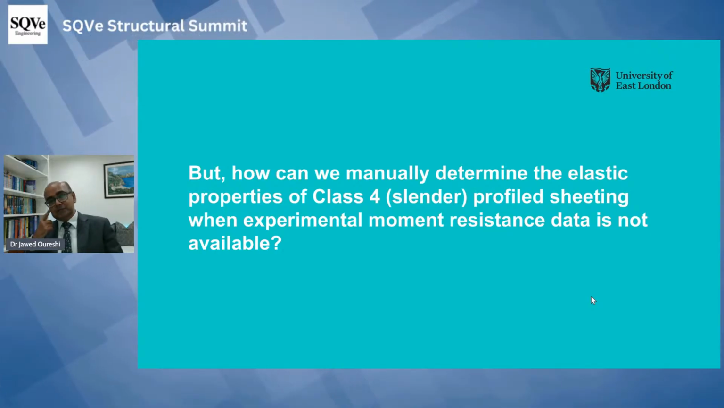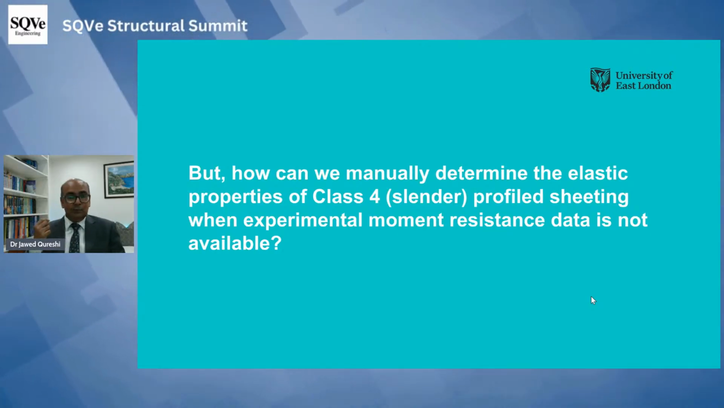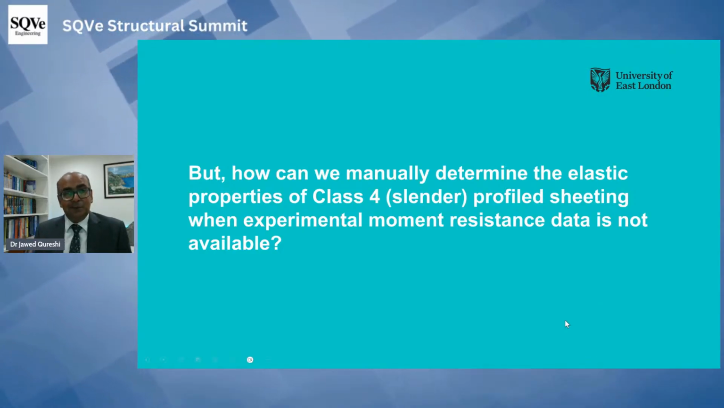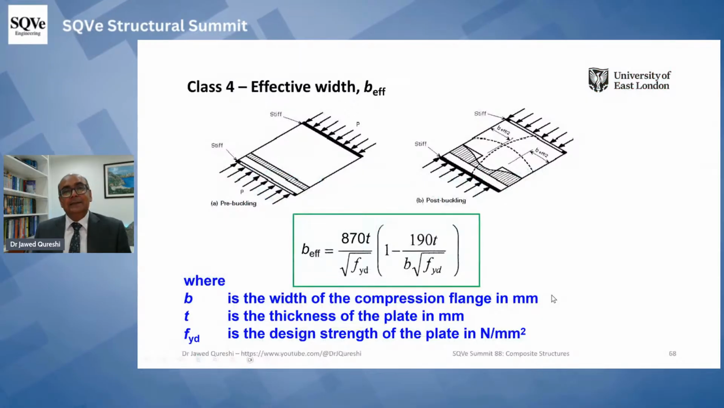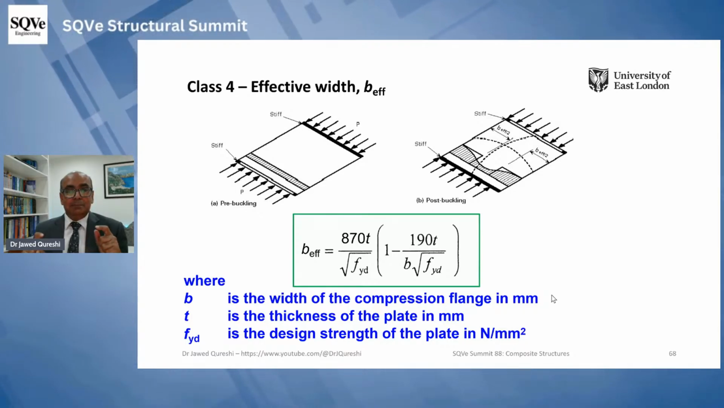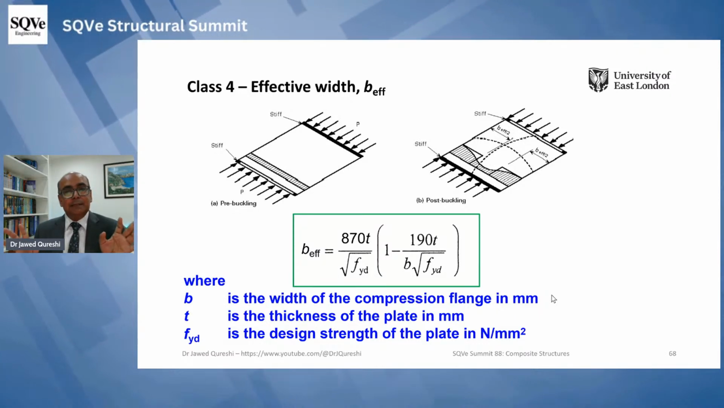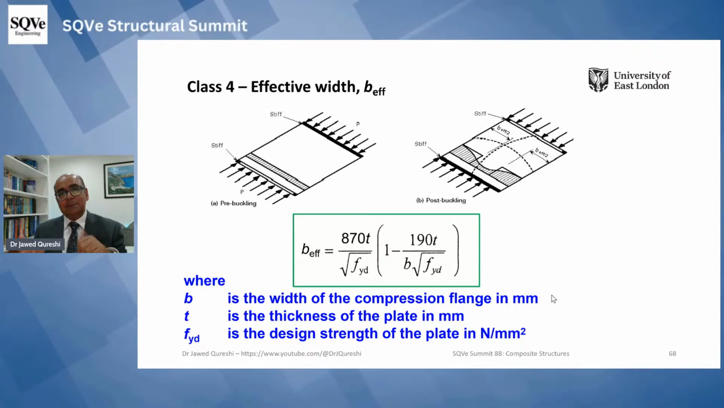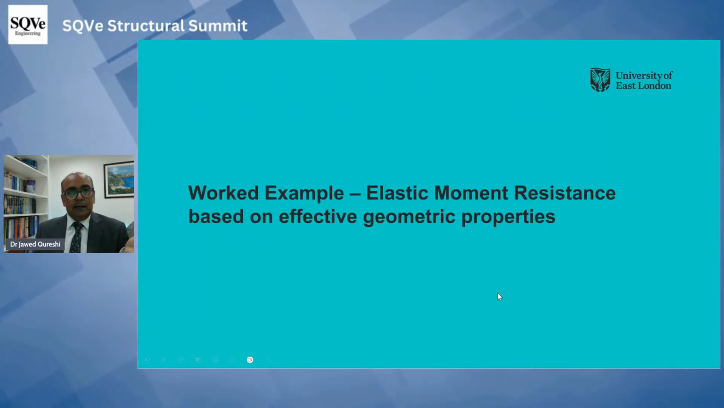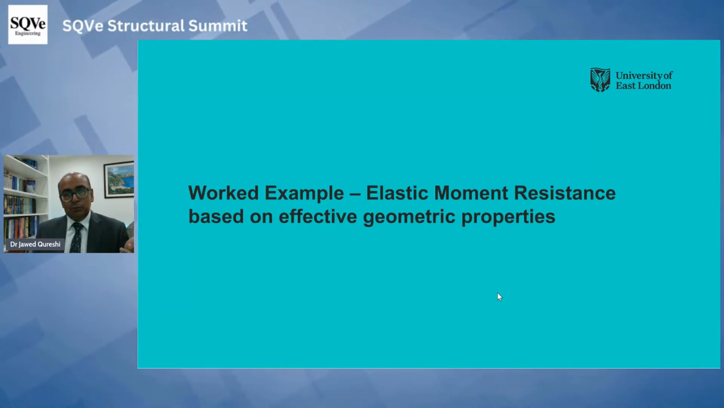But how can we manually determine elastic properties of class 4 or slender sections when experimental bending moment is not available? And the key lies in going to basics. In my view, basics are really very important. So this is from plate bending formula, b effective. And this formula does not belong to any design code. It is a universal formula that's been developed. So we can find out b effective using this formula. And I have a worked example, but I will not go through the worked example.